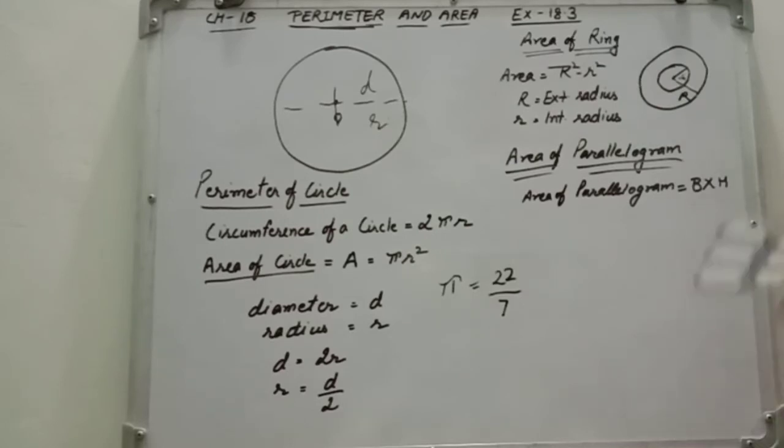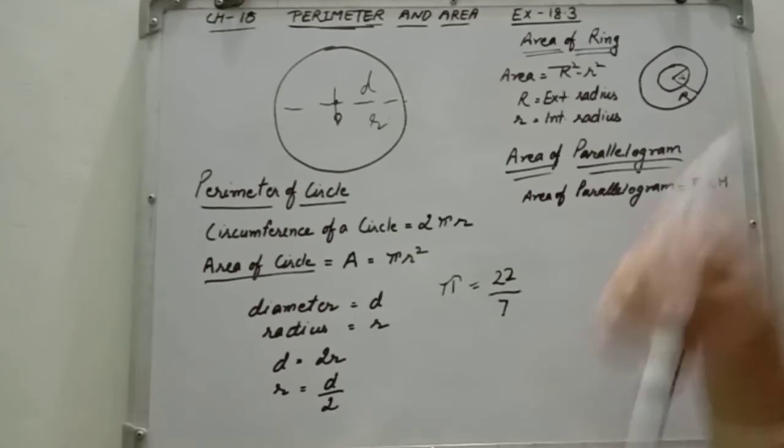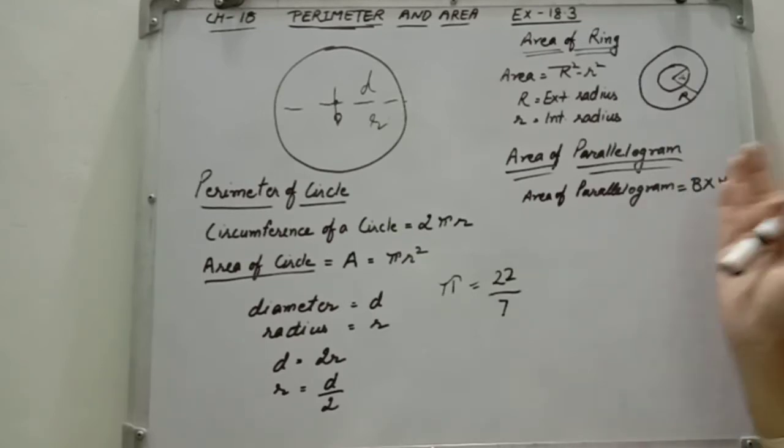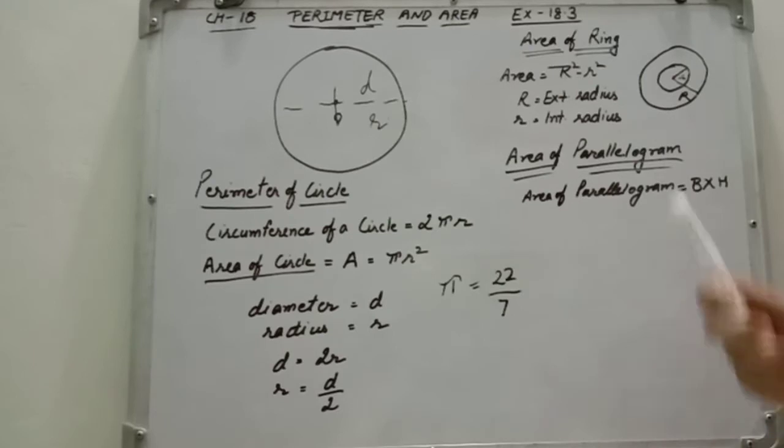Clear? Now next is the area of a parallelogram. Here we take only the formula. I am not going to explain this because we do not have any question regarding this in our exercise, but we have a question in an example, so go through the examples also. The area of a parallelogram is equal to base into height.